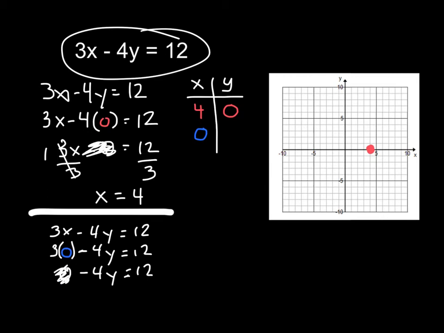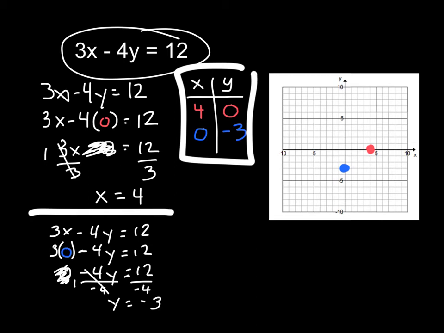So now we're just going to go ahead and divide both sides by -4. And we're going to find out -4 divided by -4 is 1. So we get y equals 12 divided by -4. Positive divided by negative is negative. And 12 divided by 4 is 3. So our y value is -3. We're going to go ahead and put this on our graph. So at 0, -3. So from the origin we go left or right 0, and then we go down 3. So there's our point.